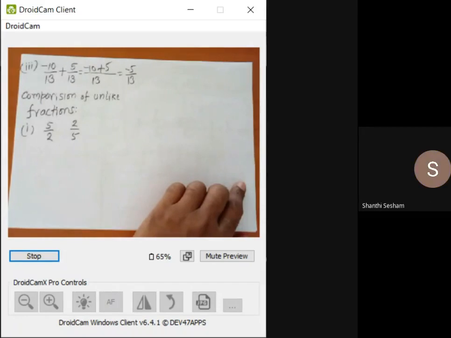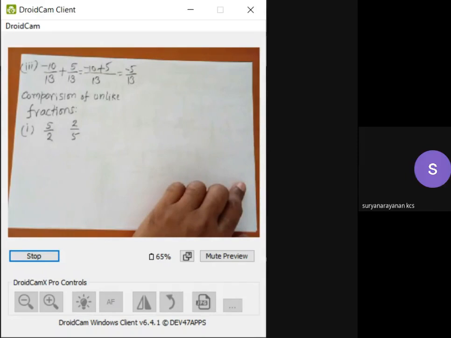Very good. The denominators should be the same. We should make the denominators equal. First of all, in the case of unlike fractions, it is not easy to compare two fractions. We cannot say easily which fraction is the bigger fraction and which fraction is the smaller fraction. In that case, first of all, we have to make the given fractions like fractions. It means we have to make the denominators the same. Okay, my dear children.